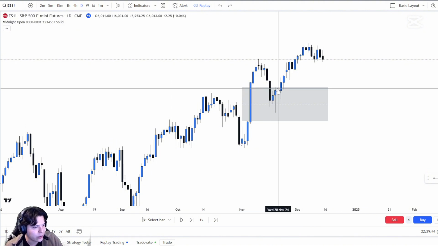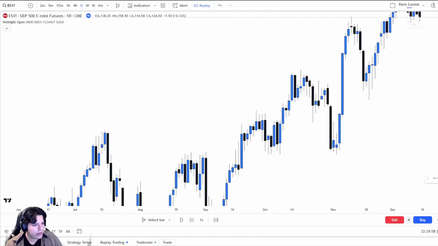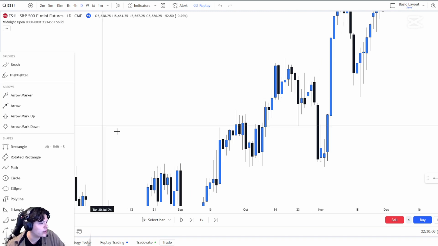What are the candles that are being printed around it? How big are they relative to the fair value gap? Is it making sense? Is it okay? We have an FVG. This is a very small one. This is a good example.